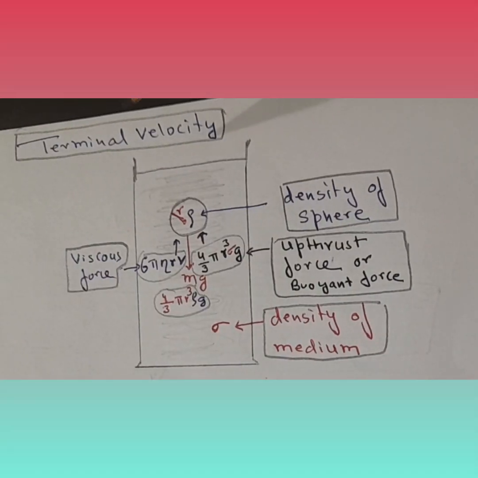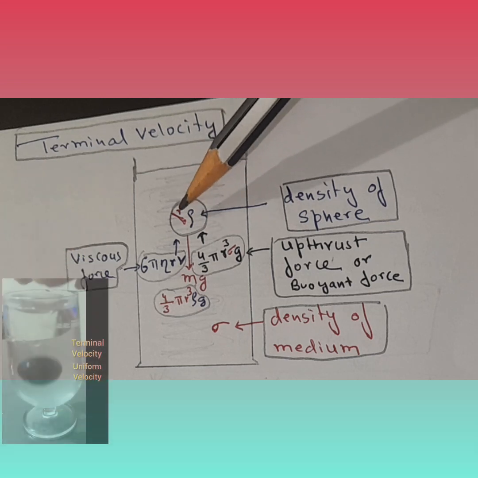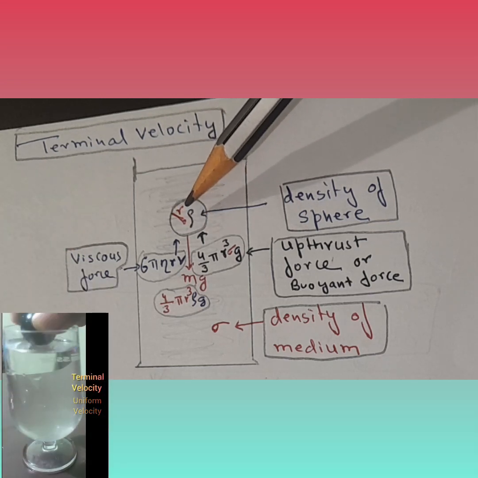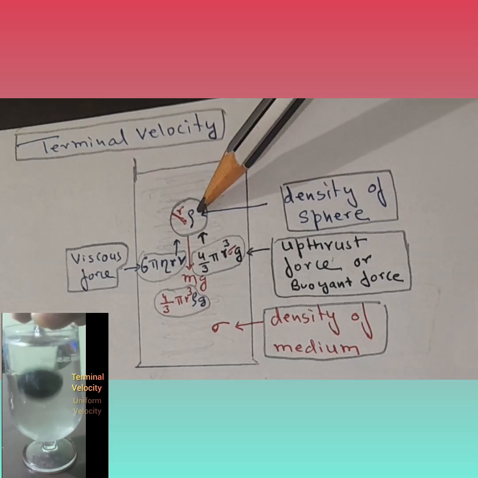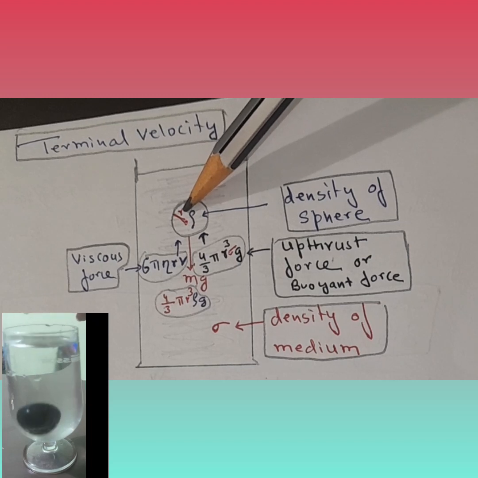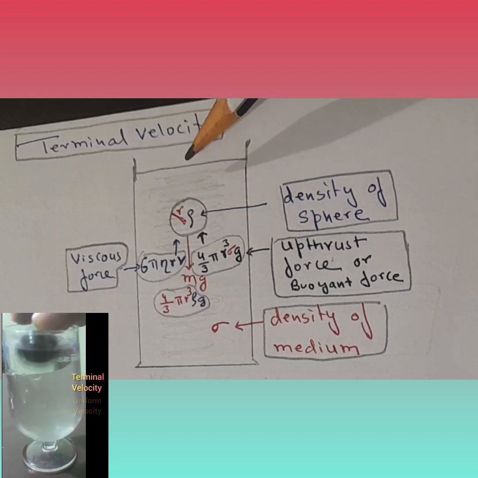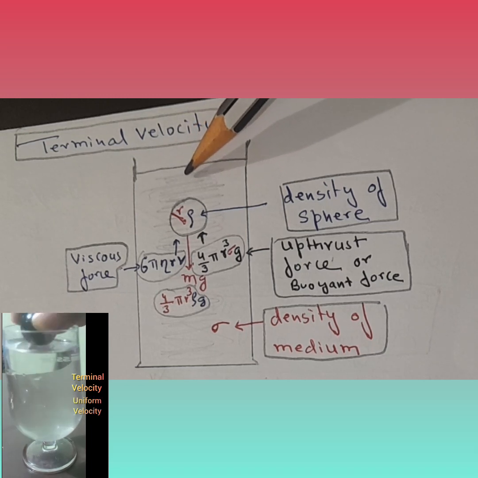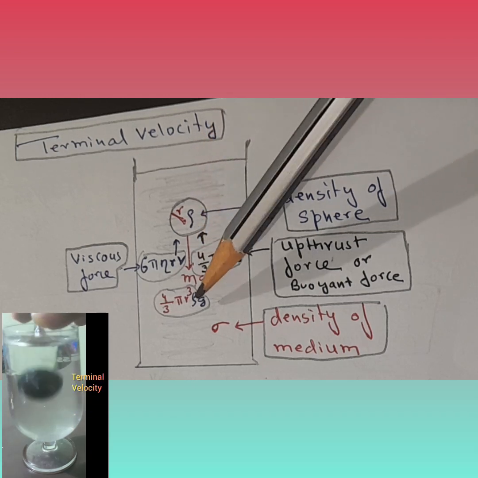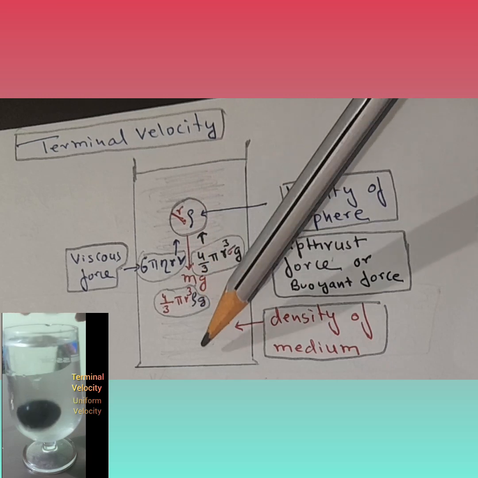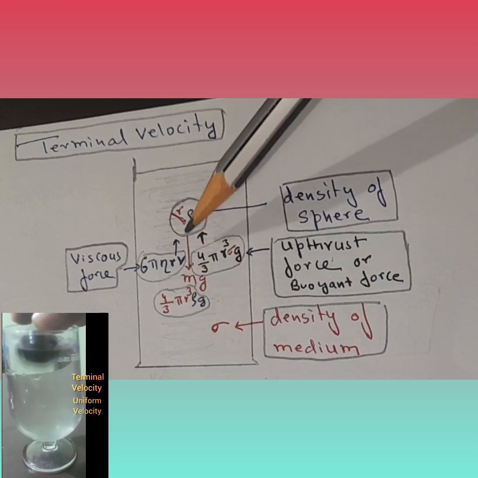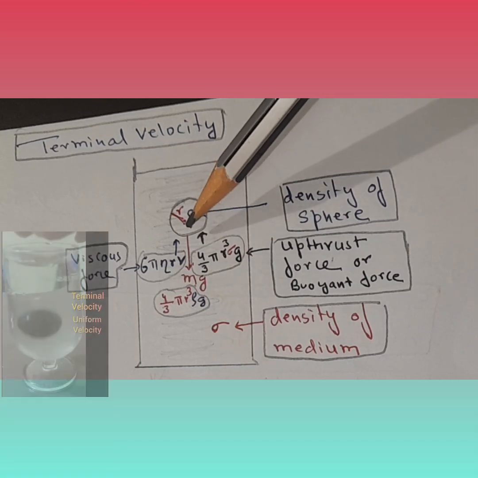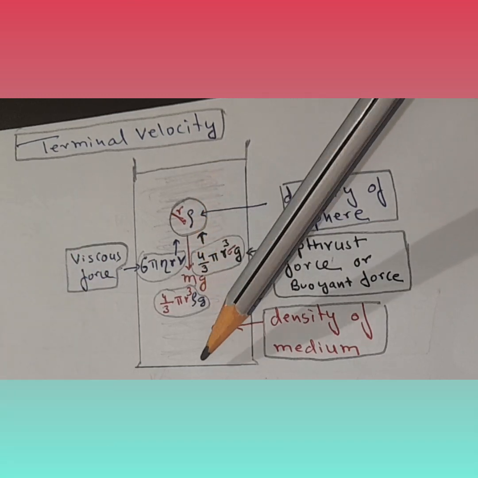Let's try and understand terminal velocity in fluid mechanics. This is a small glass in which I have put a sphere. This sphere has density rho and radius r. As we drop the sphere in this glass of water, initially there's a bit of acceleration and then it moves with uniform velocity. This uniform velocity is known as terminal velocity. Our job is to find the formula for the terminal velocity.